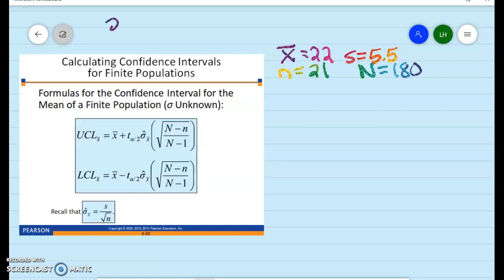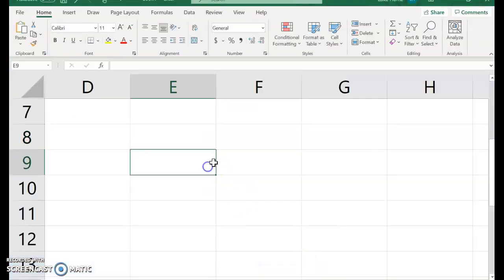So if you do 21 divided by 180, that's going to be more than 5%, which means that we're going to have to use the population correction factor, because you get 11.7%. So we have to use the population correction factor. Also, since we don't know the population standard deviation, we have to use the t-distribution. So we're going to look up the t-distribution in Excel.